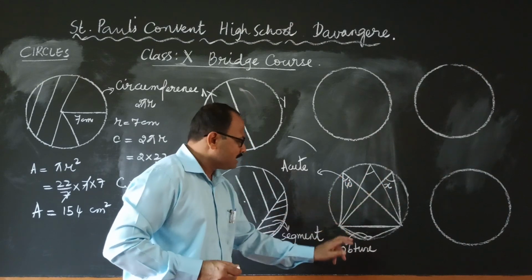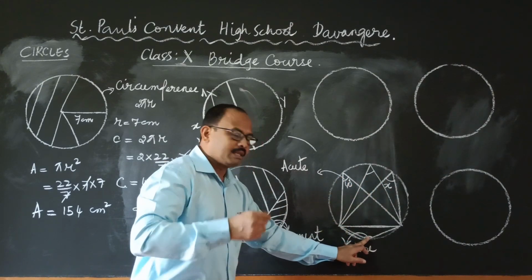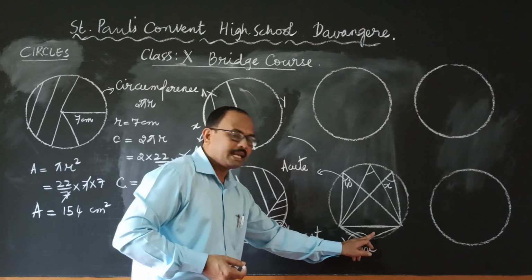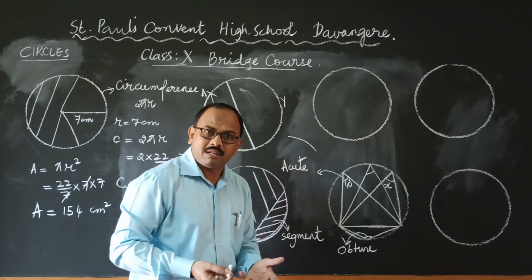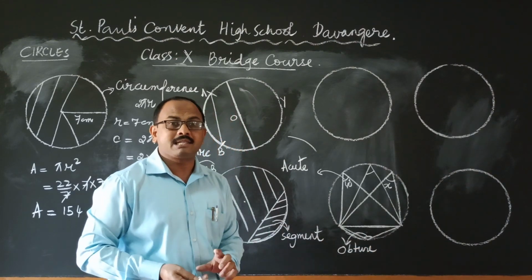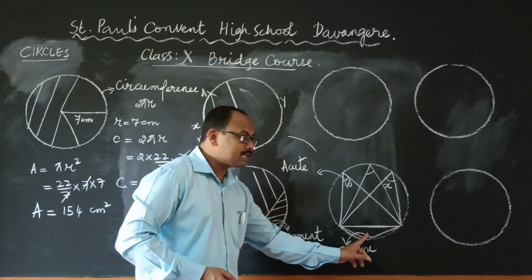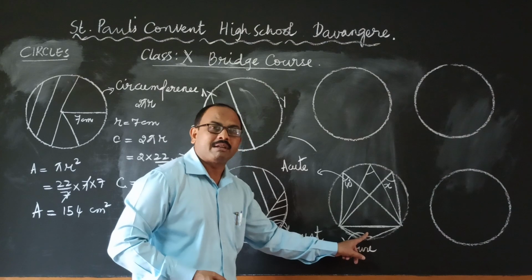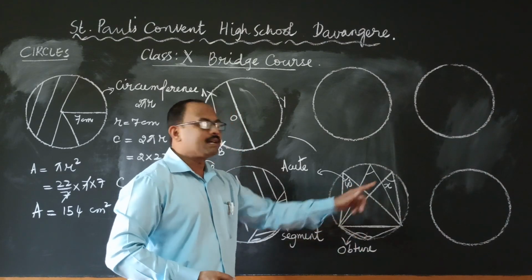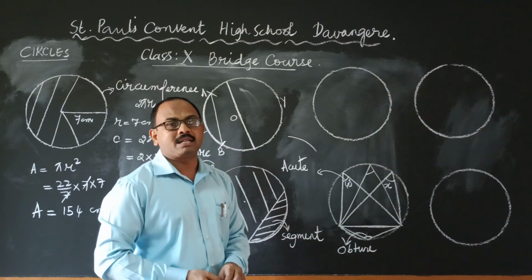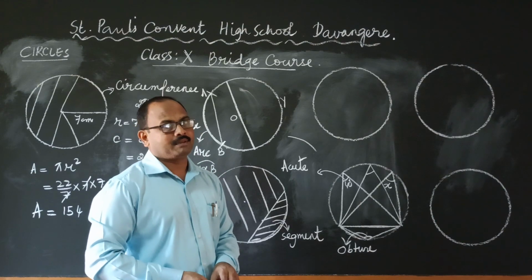angles will be equal. Similarly, the angles which are drawn in this segment will also be equal because of the first property: angles in the same segment are equal. But the angles in the minor segment will be obtuse angles. Angles in the major segment will be acute in nature.